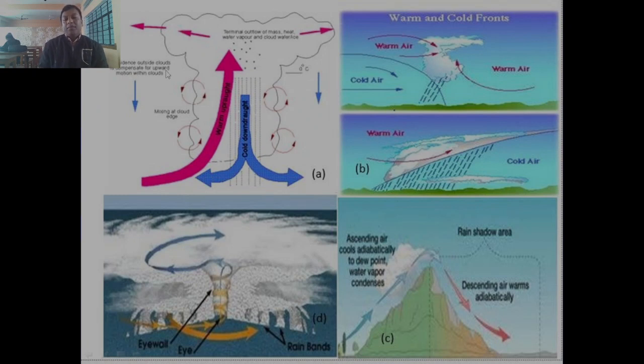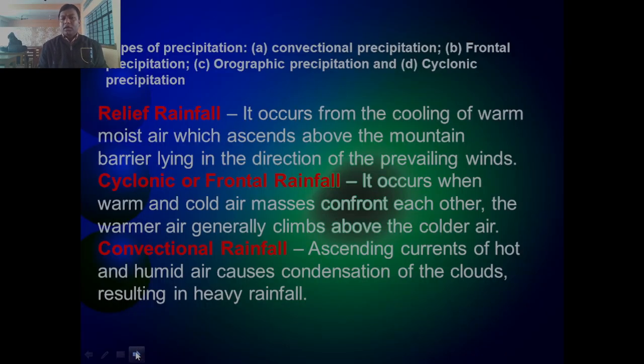Now, different forms of rainfall. As all of you see in this slide, there is conventional rainfall, there is cyclonic rainfall, there is orographic rainfall, and frontal rainfall. In your book, only three sorts of rainfall are given. So let me define one by one.